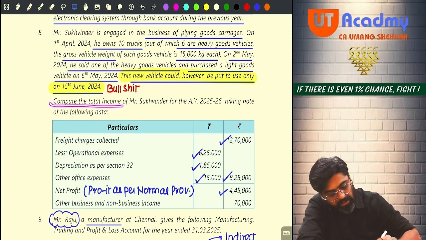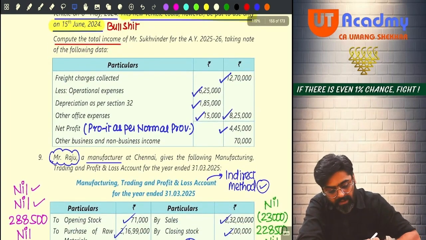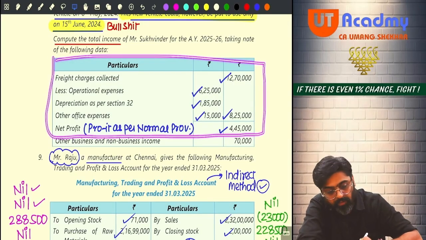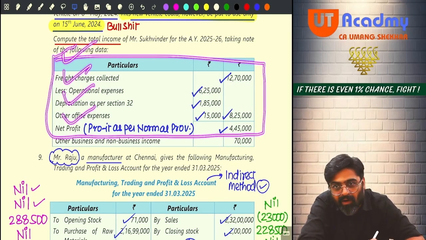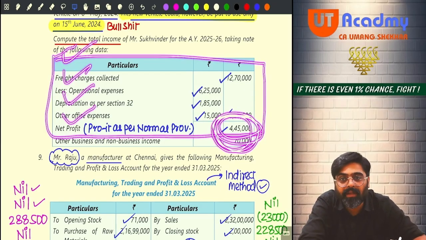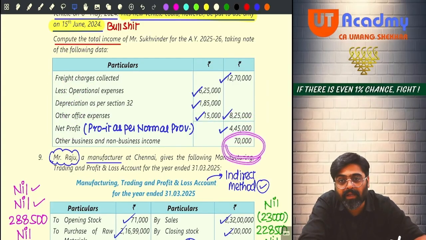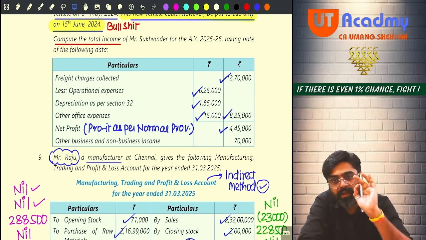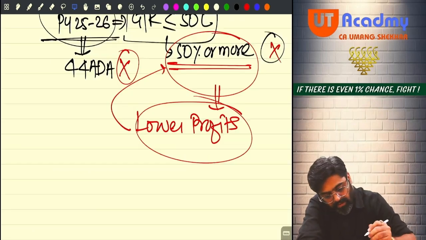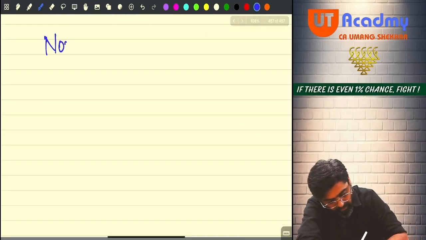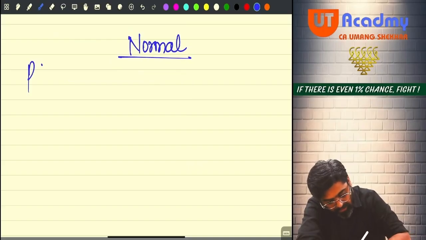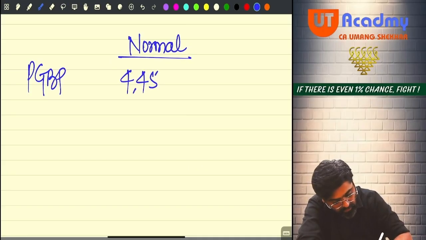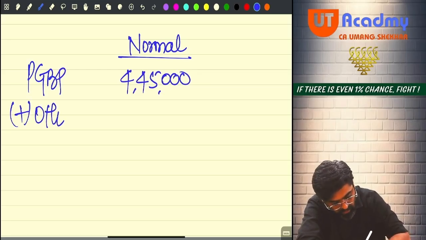Okay, next one. Compute the total income of Sukhvinder for the assessment year 25-26, taking note of the following data. This is the PGBP income of Sukhvinder as per regular provisions. His freight income, PGBP income, and these are the expenses incurred in his business. After claiming the deduction, his normal provision PGBP income is this much. And he is also getting other incomes of 70,000. If he would have followed normal provisions, his PGBP income would have been 4,45,000 and his other incomes would have been added. Other incomes would have been how much?